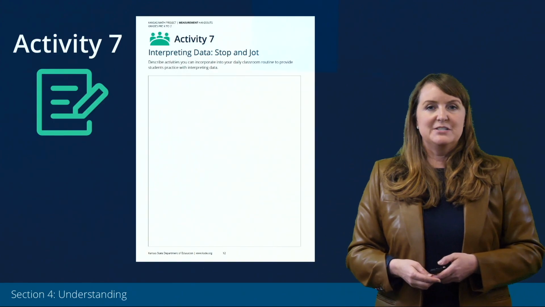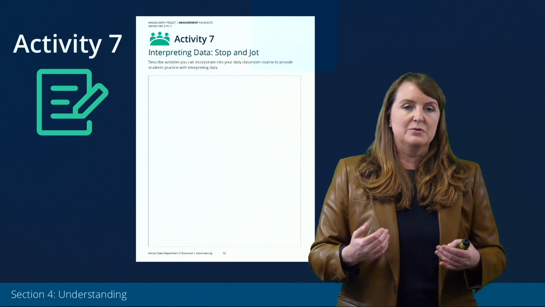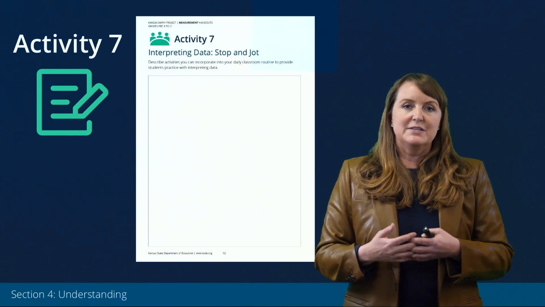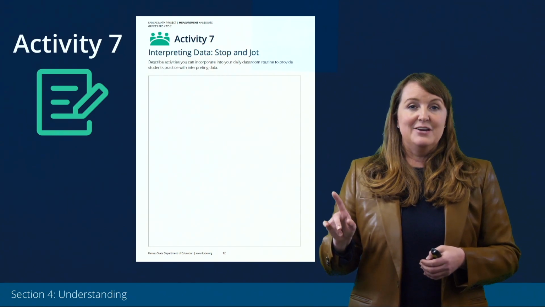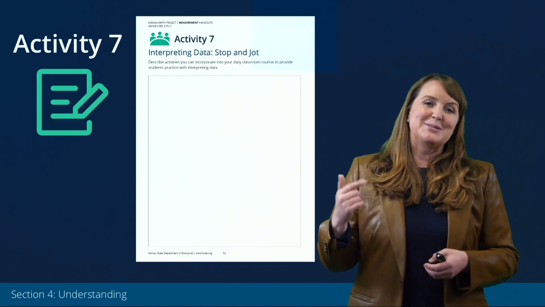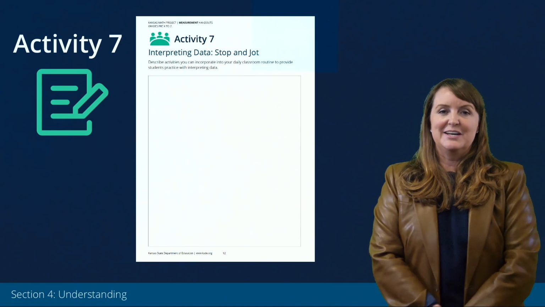That brings us to activity 7, where you are going to think about some of the activities you use to help students with data interpretation. Jot a few of those ideas down, and you might use one of those ideas for what's upcoming, which is using our CLEAR model to explore data interpretation.